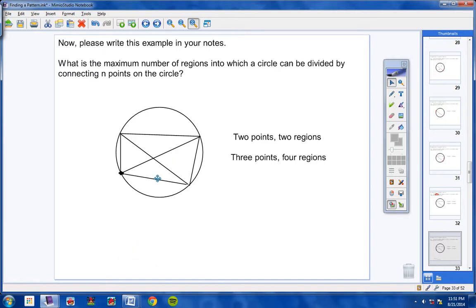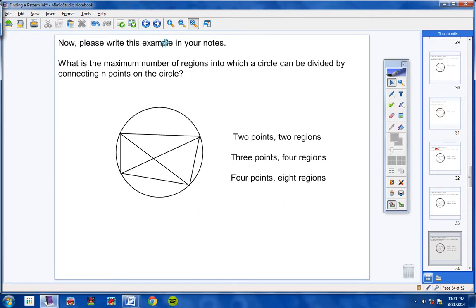And I'm not going to take time and count the regions for you. I'm just going to tell you right now, you'll have 8 regions. If you want to count them, go ahead. 1, 2, 3, 4, 5, 6, 7, 8. But 4 points will give you 8 regions. All right. Now let's go ahead and go with the 5th point.